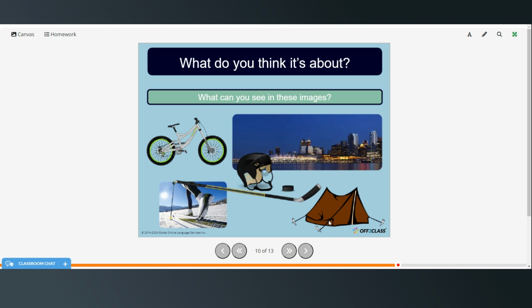All right, so what can you see in these images? So take a few moments and think about these. See if you know the English words for these places and things. So here we have a bicycle. Looks like the skyline of a city. We have some hockey gear and a helmet, a hockey stick, and a hockey puck. We have a tent for camping, and we have a person on skis. Looks like cross-country skis.